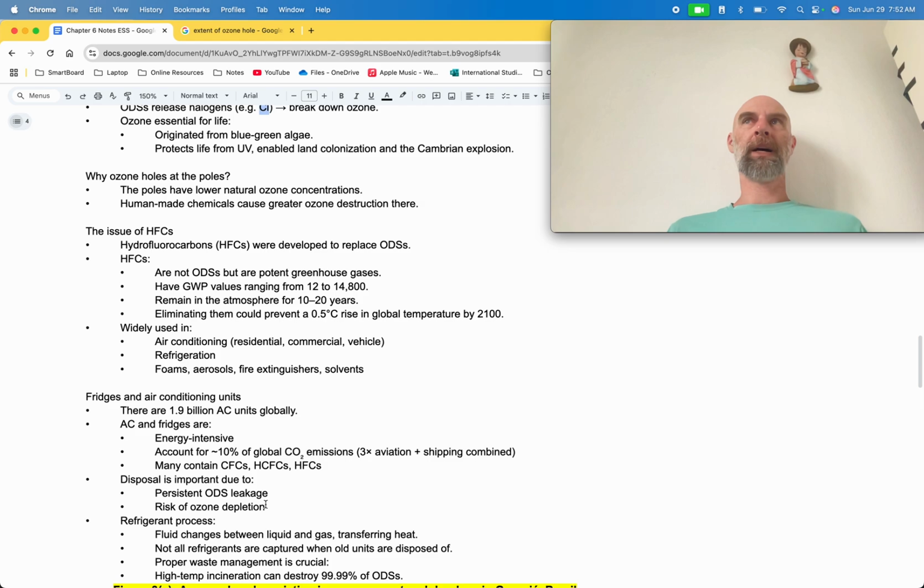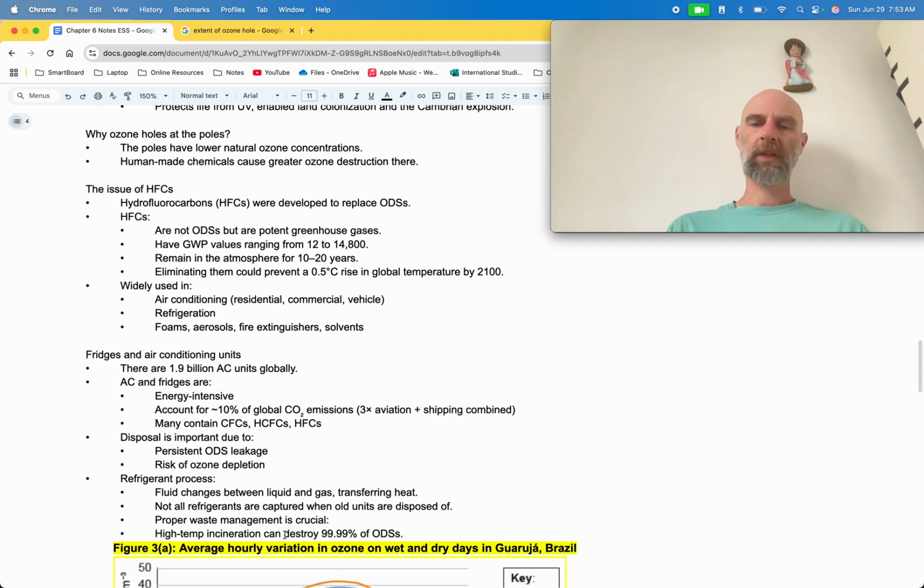Something to keep in mind: in the United States, look for your local town hazardous waste day. You can drop them off there and they will take them. Proper waste management is crucial. High temperature incineration can destroy 99.99% of ozone-depleting substances. They take those CFCs and HCFCs and burn them at a really high temperature. They probably get energy from that, so feel good about that. But more importantly, they're not really going to be destroying the ozone. All right, here we go.